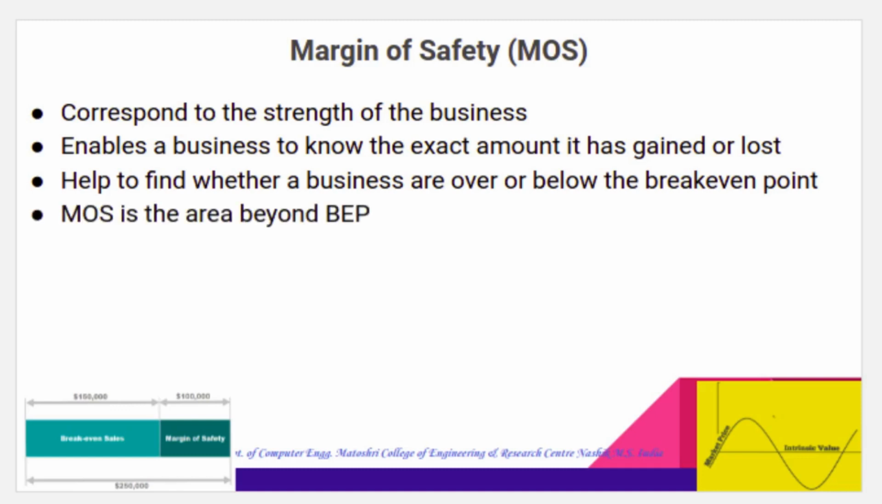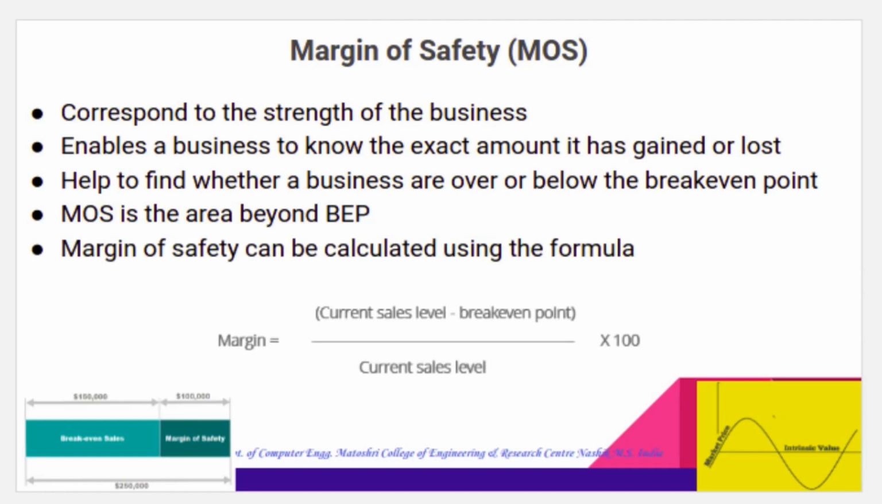Margin of safety is the area beyond the BEP. That is, it is an extremely valuable guide and indicator of the financial strength of the business. Margin of safety can be calculated using the formula: it is the difference between the actual sales and break-even sales, multiplied by 100 to express it in terms of percentage or in monetary terms. So this is about the margin of safety.